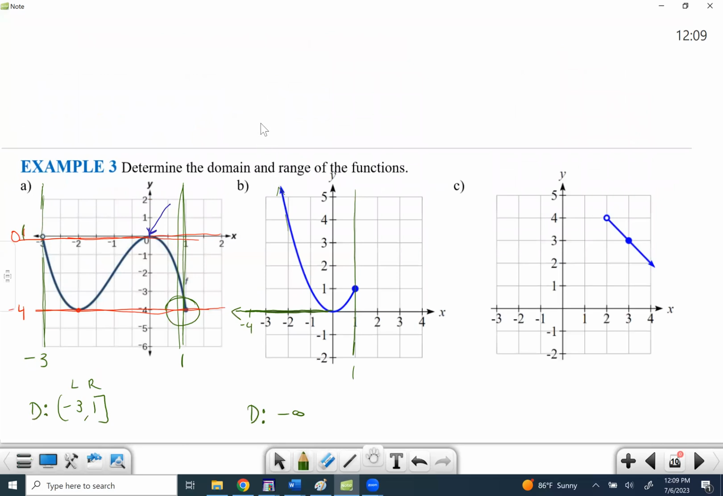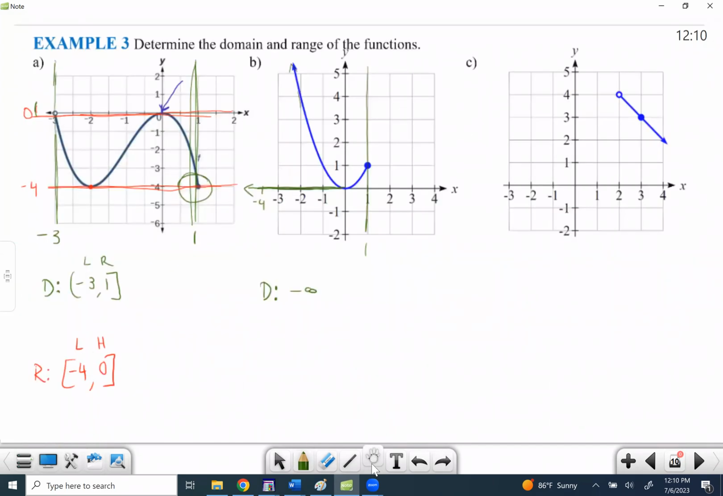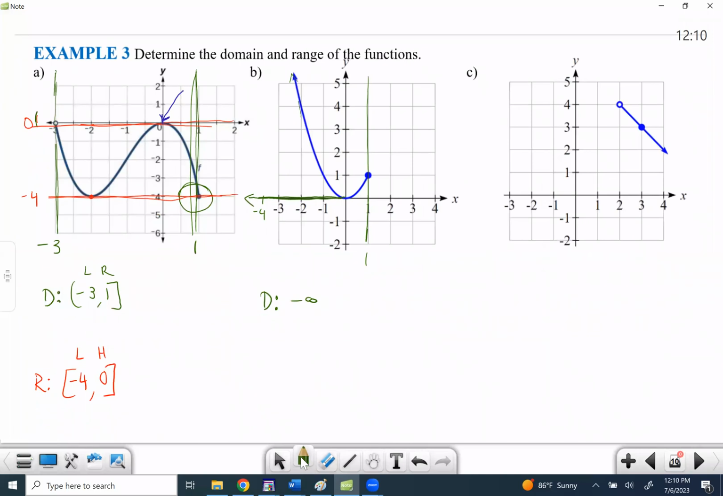As this graph heads towards the left, it's kind of nice to have a visual. It's heading towards the left, okay? As it continues to head towards the left, on this x-axis down here, it's hitting bigger and bigger negative values, okay? So negative infinity, and then furthest to the right is going to be 1. So negative infinity to 1. Now, we always give a parentheses on infinity or negative infinity.